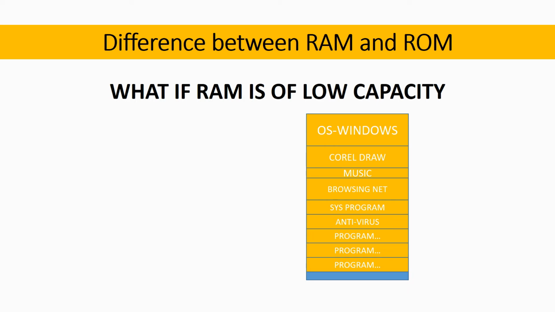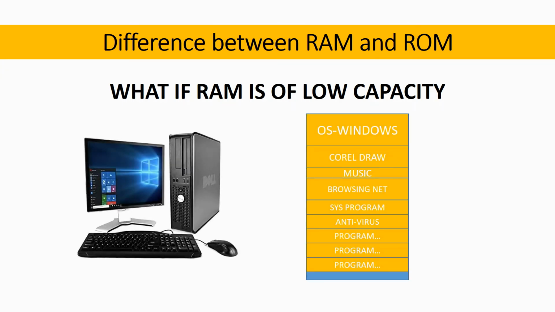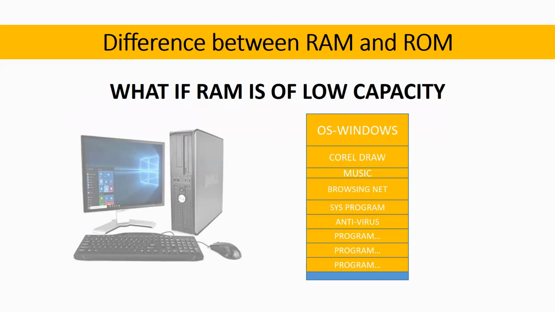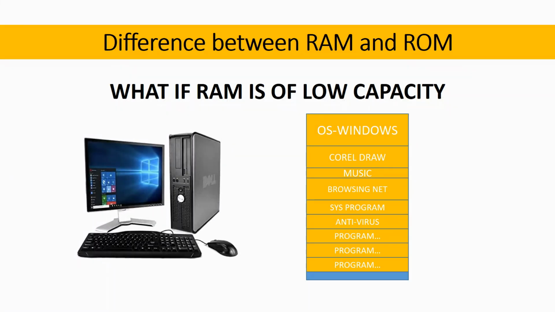Since the capacity of this RAM is very low, this particular RAM is now under pressure. Once this RAM comes under pressure, your system will come under pressure, and there is a possibility that your computer will hang. So this is the most important thing, why we should have a better capacity RAM.